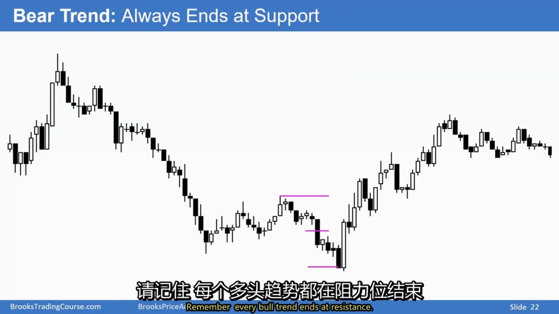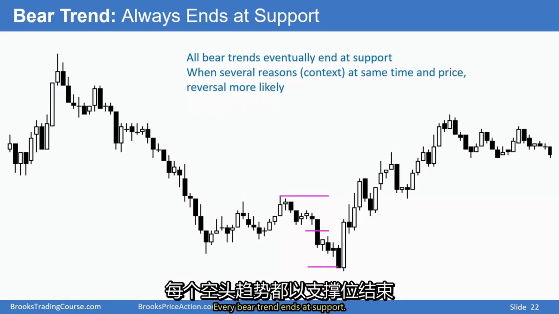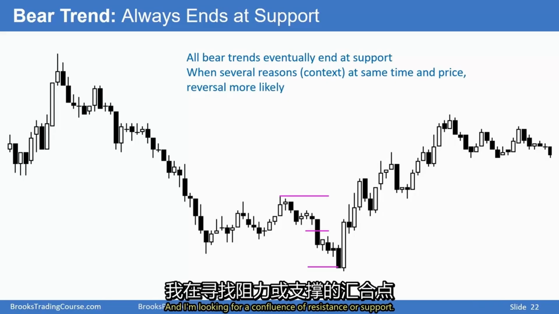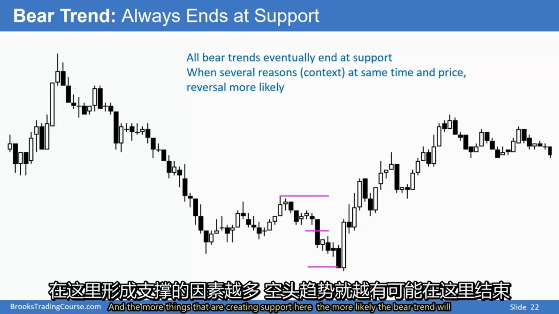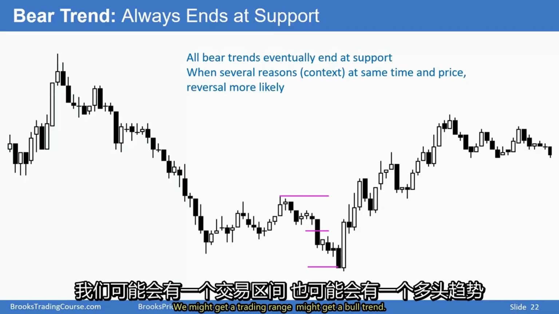Remember, every bull trend ends at resistance, every bear trend ends at support, and there are often many possible support or resistance levels. And I'm looking for a confluence of resistance or support. Here in a bear trend, I'm looking for a confluence of support. And the more things that are creating support here, the more likely the bear trend will end here, and we might get a bull trend. We might get a trading range, might get a bull trend.